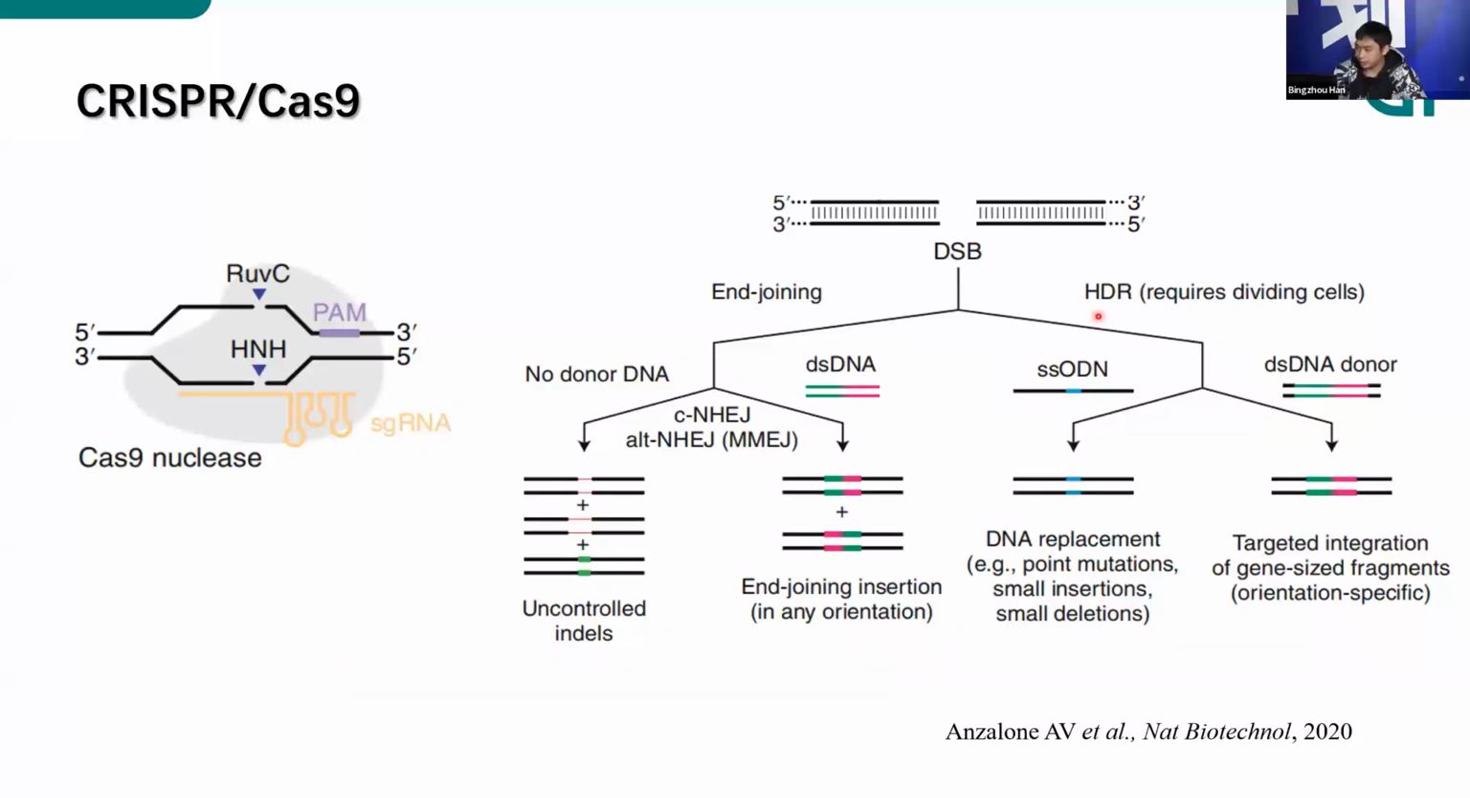The other manner is homology-directed repair, which generally occurs in dividing cells. We could simultaneously introduce a donor sequence, either in single-strand or double-strand DNA donor manner, flanked by sequence homologous to the sites flanking the double-strand break, called the homology arms, to generate DNA replacement or targeted integration in a precise manner, that means a mutation-free manner.